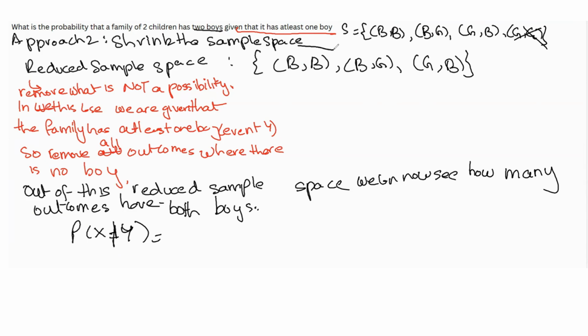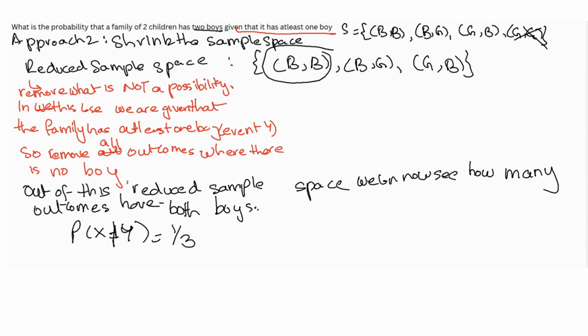So let's find all the outcomes where they're both boys, which is one. So the probability of x given y would just be 1 divided by 3, because in this reduced sample space there's only one outcome where you have both boys. Instead of using the formula, we're just shrinking the sample space by removing what is not a possibility, and in this reduced sample space we're finding our required probability. So it's 1 divided by 3, the same answer.